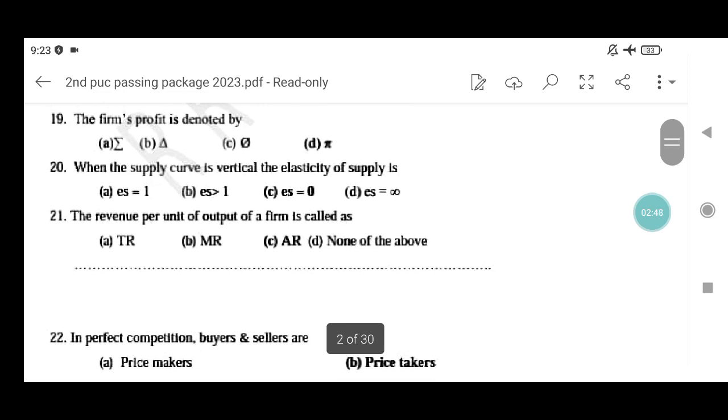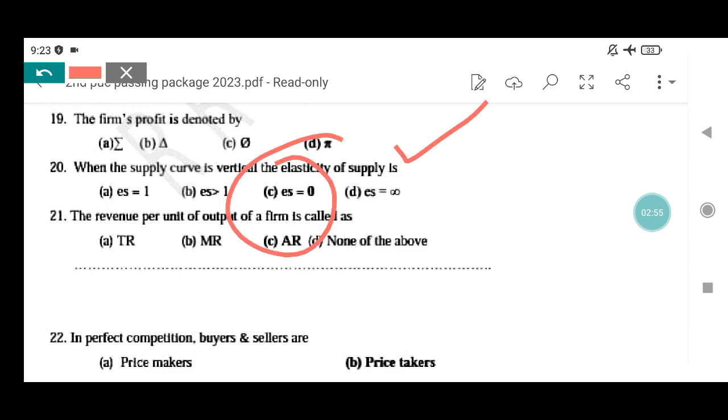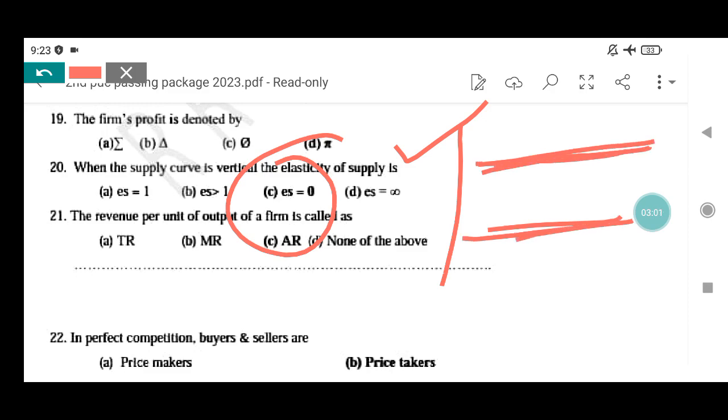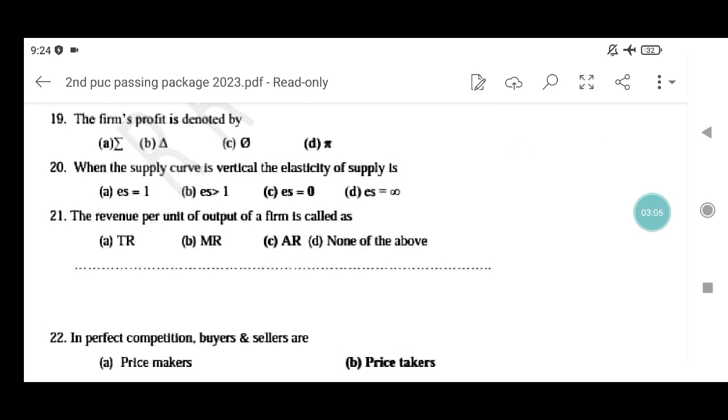Next one is, when the supply curve is vertical, the elasticity of supply is. When the supply curve is vertical, elasticity of supply is always 0. Vertical supply elasticity is always 0, purely 0. So vertical supply is always 0.